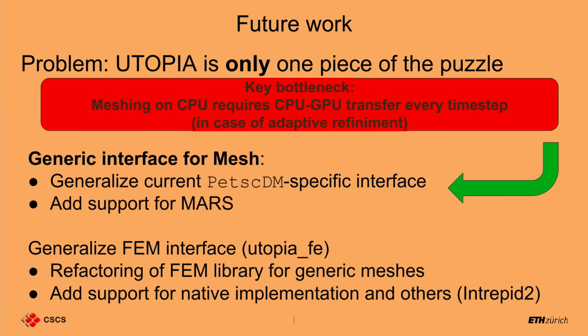So the idea we are working on now is to have a general interface for meshes. Already Utopia has an interface to PETSc DM, called PETSc DM, and we would like to have a general version in order to support other backends, like Utopia does with the linear algebra. We would like to support Mars, and in the future also generalize our FEM interface, which relies on top of Utopia. Now we'll tell you a few words about what Mars is.